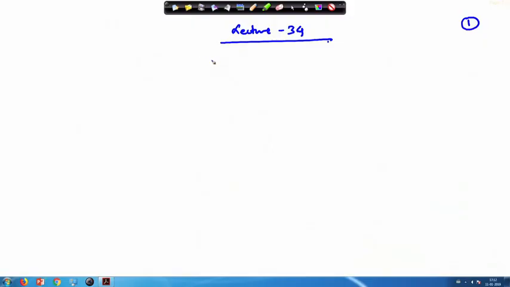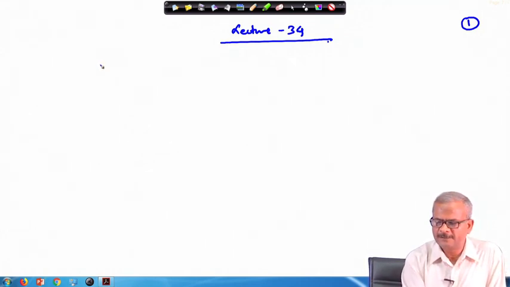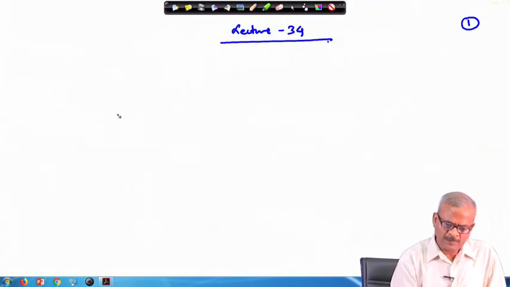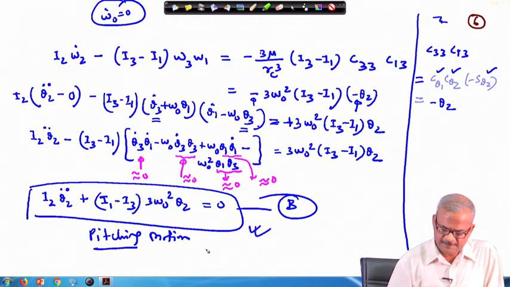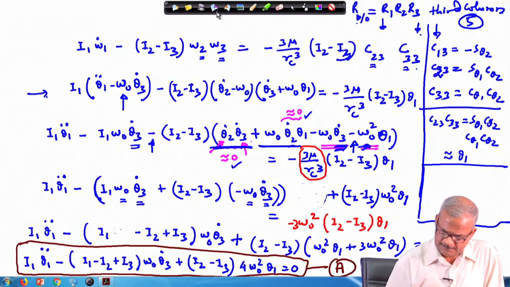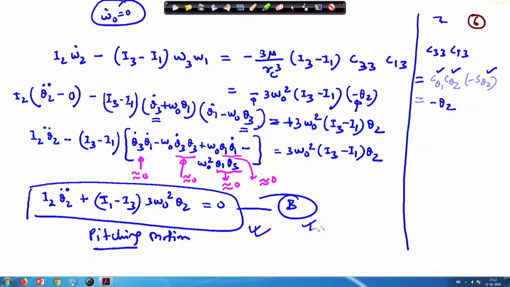So, we have been discussing the gravity gradient satellite. So, we will continue with that. If you remember, in the last lecture we derived equations for the first Euler dynamical equation in terms of Euler angles and the second Euler dynamical equation in terms of Euler angles. Those equations we have written like this one and this one. So, we will refer back to this equation again.